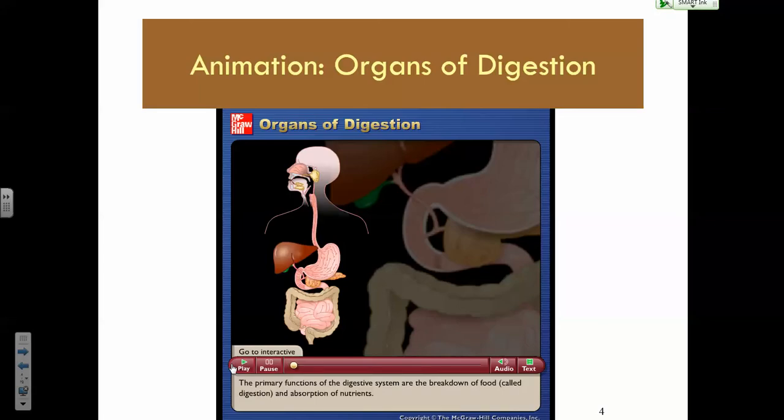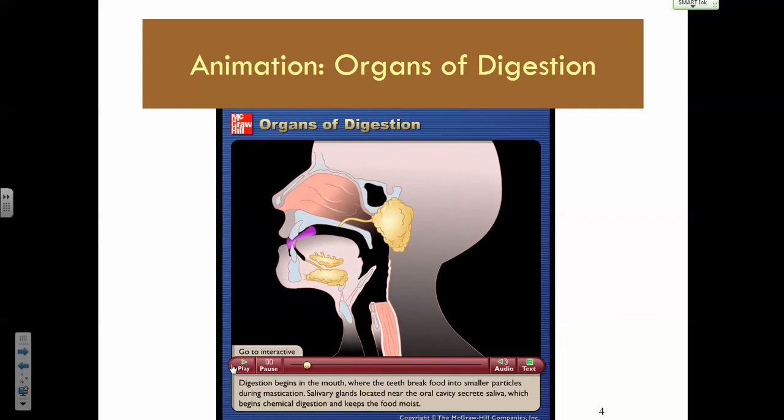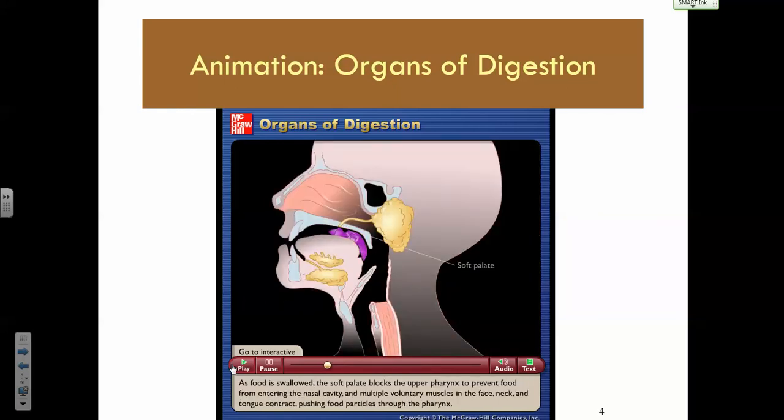The primary functions of the digestive system are the breakdown of food, called digestion, and absorption of nutrients. Digestion begins in the mouth, where the teeth break food into smaller particles during mastication. Salivary glands located near the oral cavity secrete saliva, which begins chemical digestion and keeps the food moist. As food is swallowed, the soft palate blocks the upper pharynx to prevent food from entering the nasal cavity, and multiple voluntary muscles in the face, neck, and tongue contract, pushing food particles through the pharynx.